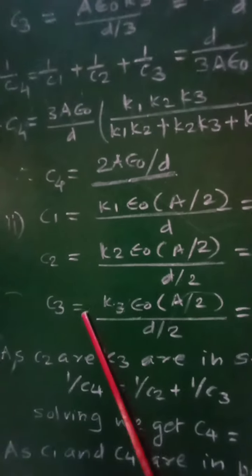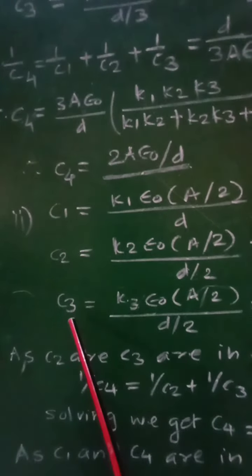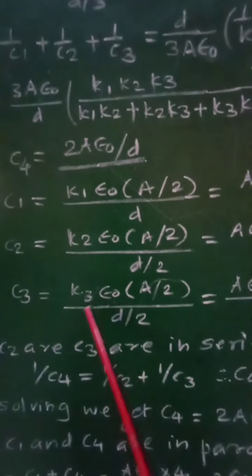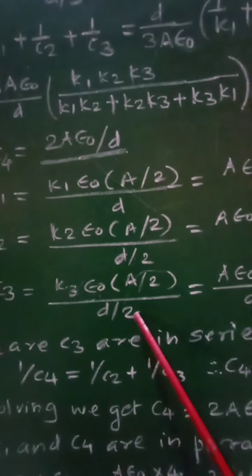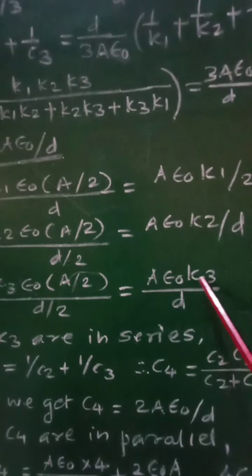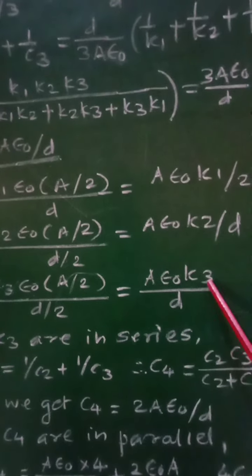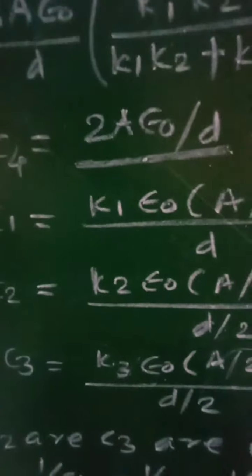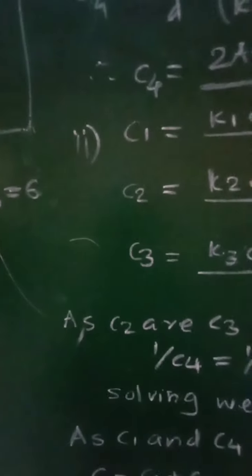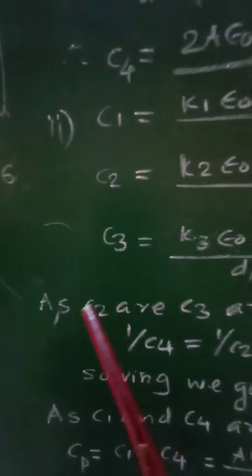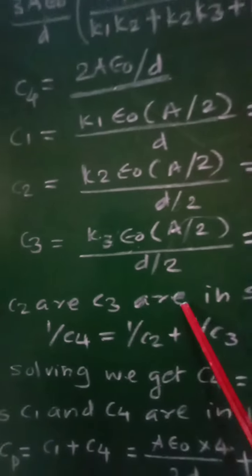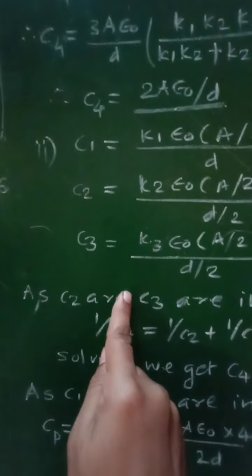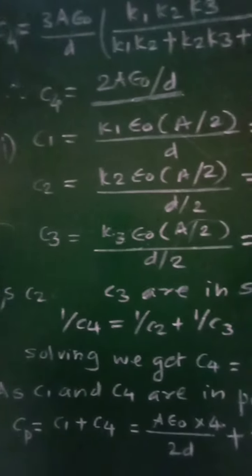Similarly, if you consider K3, then C3 will be equal to K3 epsilon 0 A by 2 upon D by 2, which comes out to be A epsilon 0 K3 upon D. Now C2 and C3 are connected in series.